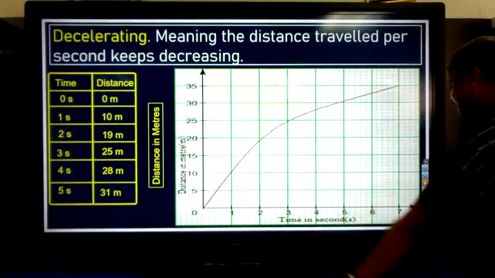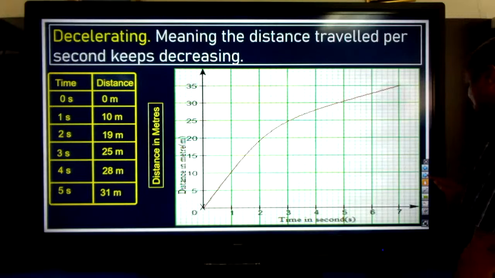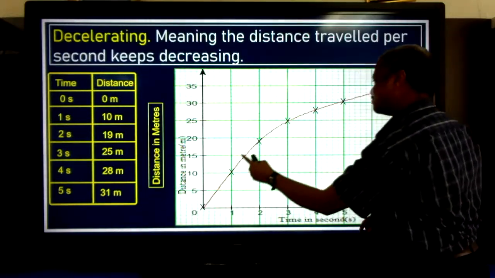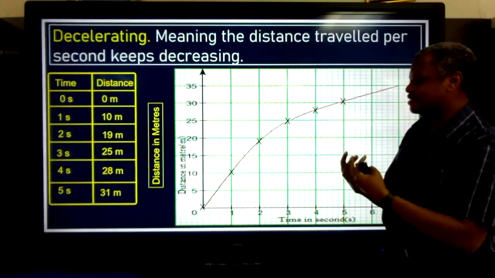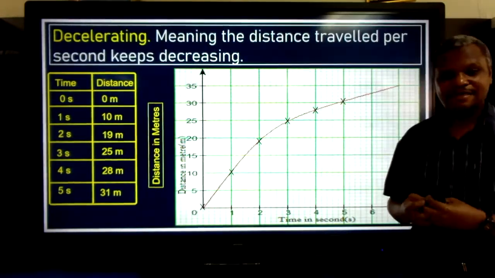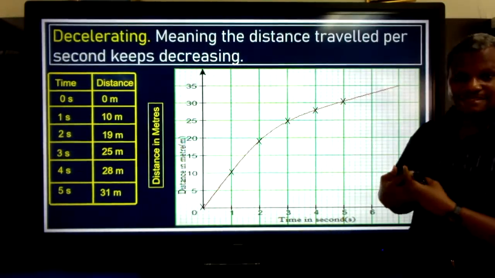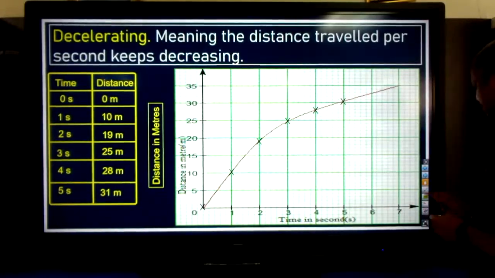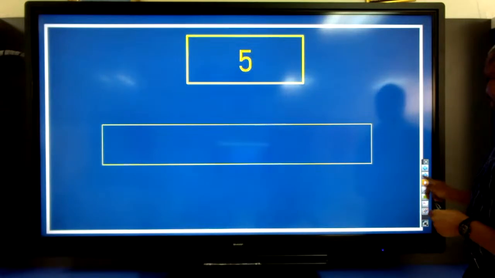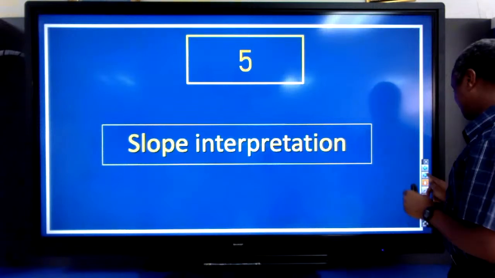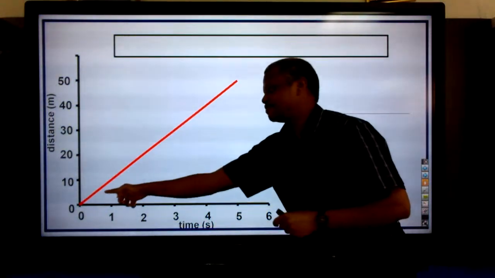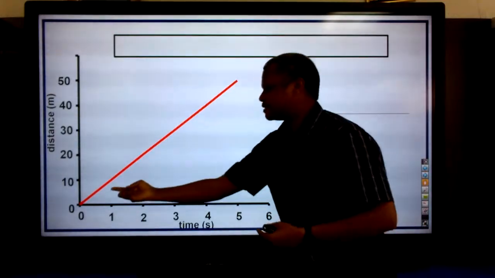Now, graphical representation, very quickly. Distance in meters on the y-axis, and time on the x-axis. So you just plot it as it is, and then you're able to join the curve. Now, all these graphs, there's a way you can look at them and know what is happening to the object that is in motion. We can interpret. Now, number 5, how can we interpret the slope? This here is what you're calling the slope. What information can you gather from the slope?